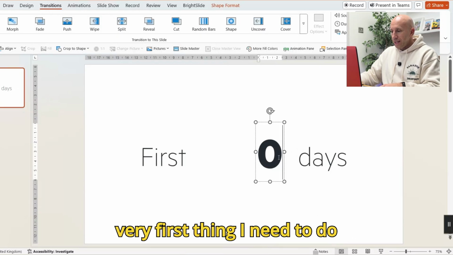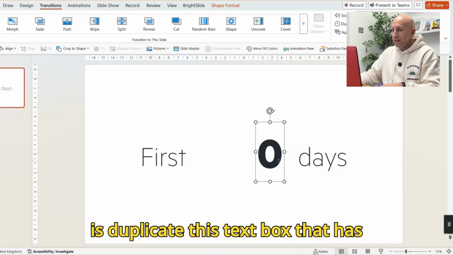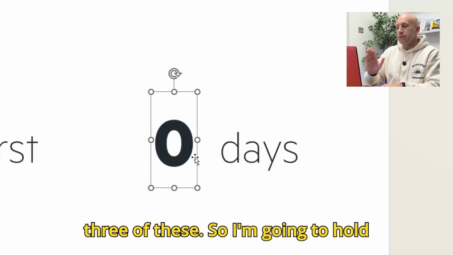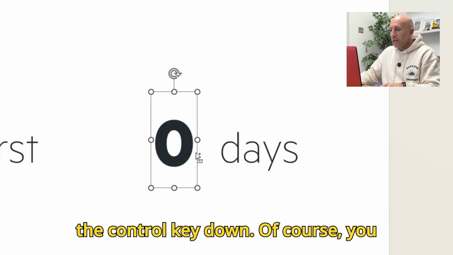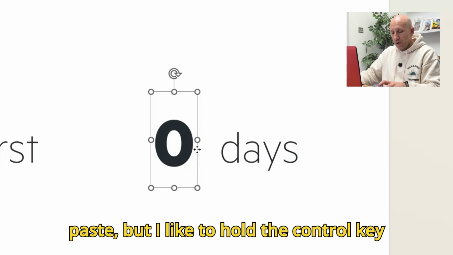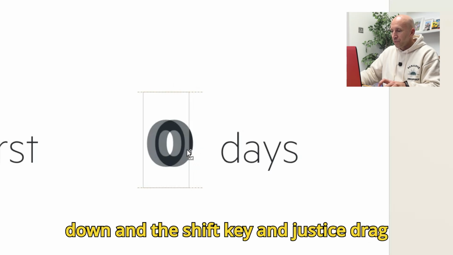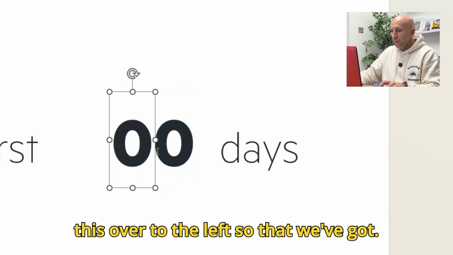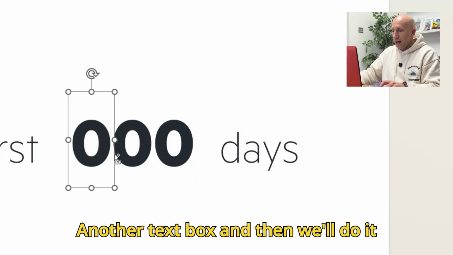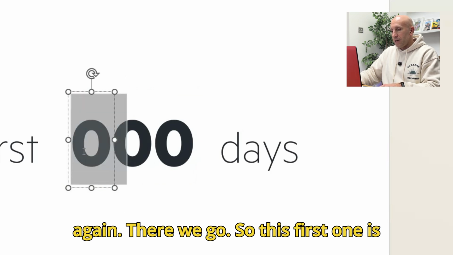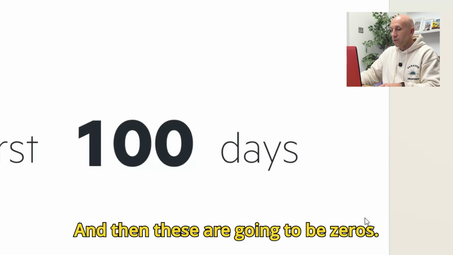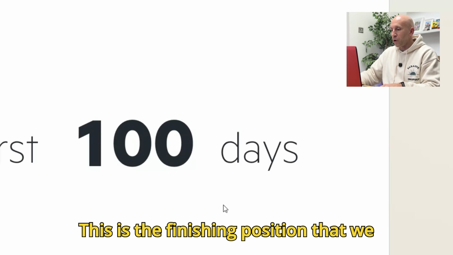So the very first thing I need to do is duplicate this text box that has the 0 in it, and I need 3 of these. So I'm going to hold the Control key down. Of course, you could do Control C, Control V to copy paste, but I like to hold the Control key down and the Shift key and just drag this over to the left so that we've got another text box, and then we'll do it again. There we go. So this first one is obviously going to have a number 1, and then these are going to be zeros. This is the finishing position that we want to end up with.